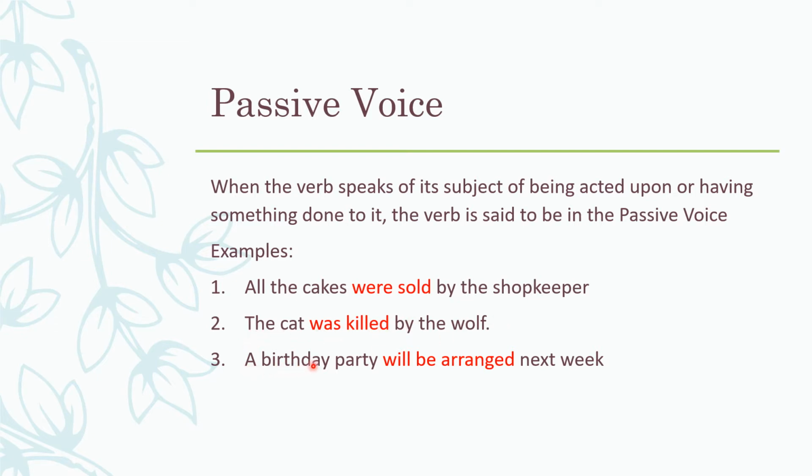A birthday party will be arranged next week. So here, will be arranged, this verb speaks of the subject as something done to it. The party will be arranged. So will be arranged is in the passive voice, or the sentence a birthday party will be arranged next week is in the passive voice.